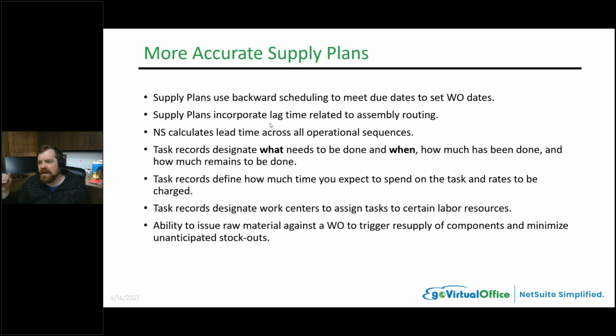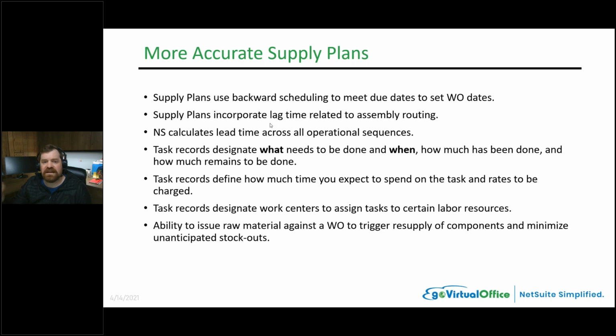So, for example, I have a long process that takes me 7 days to manufacture, but you know what? I also need another 3 days from my vendor. This allows you to play with that time by issuing those components to the job in advance, and it allows your planning team to have more visibility so they can get that replenishment going. So supply plans in NetSuite are going to use the backward scheduling method based on when the work order due dates are. And you can, again, same as before, have that lag time incorporated in there. NetSuite is going to then take your lead time across all those sequences.